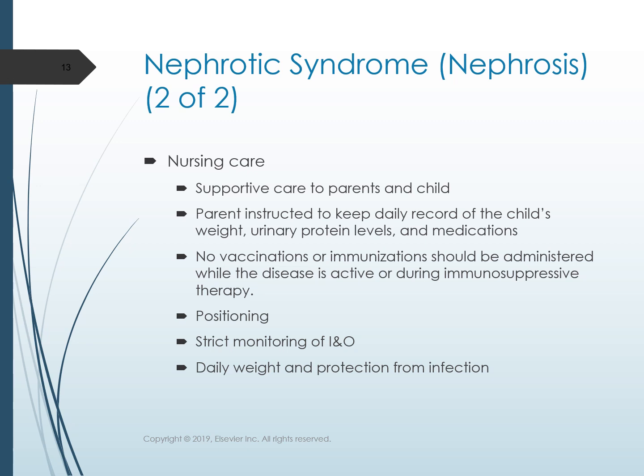Parents are instructed to keep a daily record of the child's weight, urinary protein levels, and medications. The child should be turned frequently to prevent respiratory tract infection. Their intake and output should be strictly charted. Diapers may be weighed on a gram scale before application and then after removal. 1 gram equals 1 milliliter.